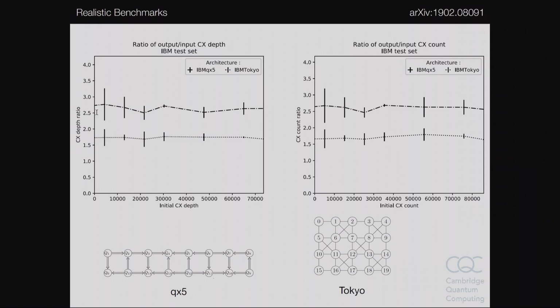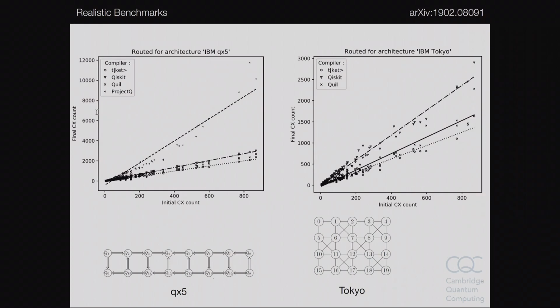This is just the ticket solution, and we find that we have a linear scaling across our entire data set. In particular, we can see that the scaling is a bit better for the IBM Tokyo device, which makes sense because it's a better connected graph overall. And this is the same kind of overhead in CX depth and CX count. I think there's a more interesting graph where it compares us to the other competitors.